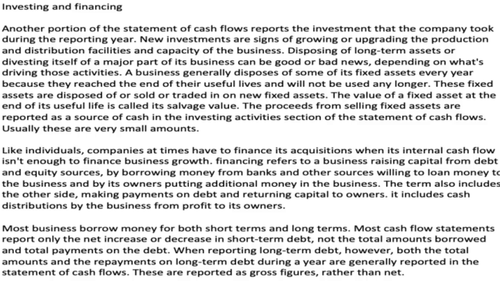A business generally disposes of some of its fixed assets every year because they reached the end of their useful lives and will not be used any longer. These fixed assets are disposed of or sold or traded in on new fixed assets. The value of a fixed asset at the end of its useful life is called its salvage value. The proceeds from selling fixed assets are reported as a source of cash in the investing activities section of the statement of cash flows. Usually these are very small amounts.